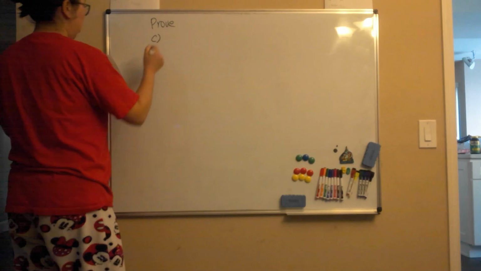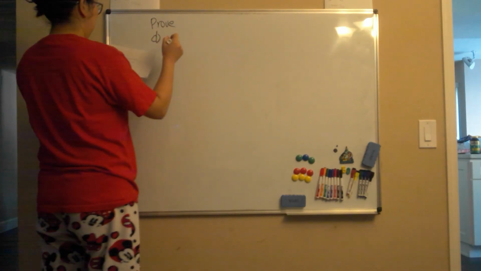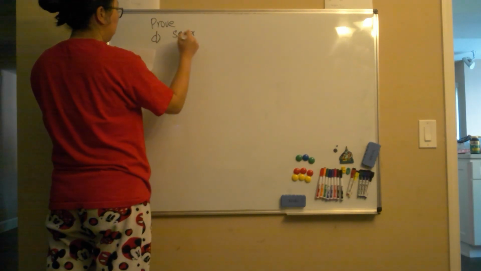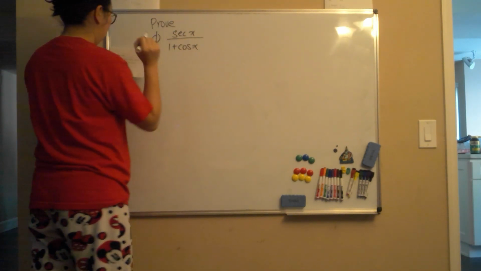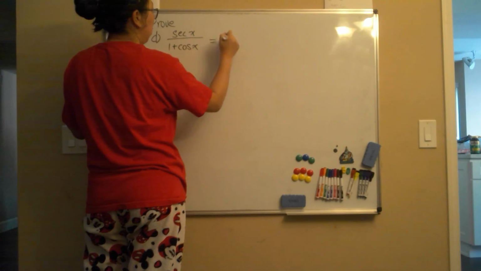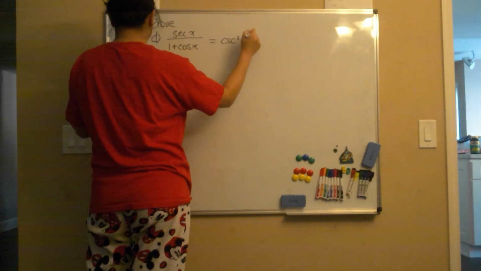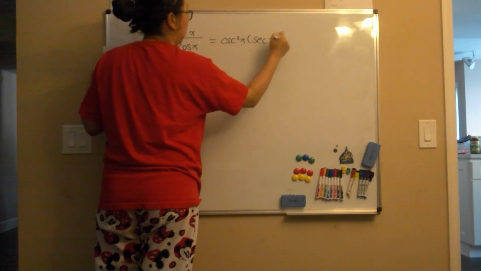So here's the next question, and we're at part D now. We're doing secant x over 1 plus cosine x, which is equal to cosecant squared x times secant x minus 1.